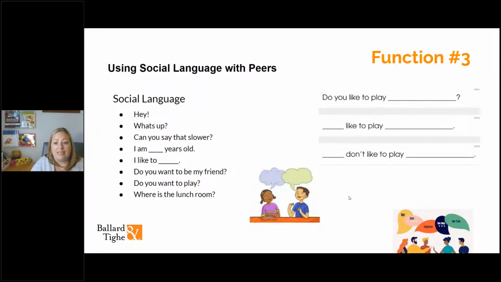We also want to look at things like, can you say that slower? How old am I? I like to play. I don't like to play. Those things that they need to share with their peers to make the basic connections.